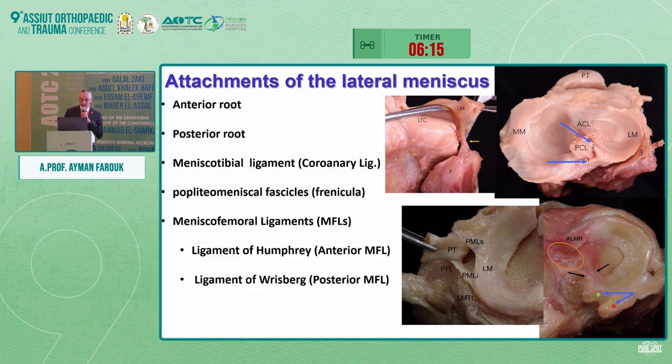And then there are two ligaments posteriorly attaching the posterior horn of the meniscus to the femoral condyle. One anterior to the PCL is the ligament of Humphrey, and the one posterior is the ligament of Wrisberg. And there are recently some reports about the presence of a meniscofibular ligament.